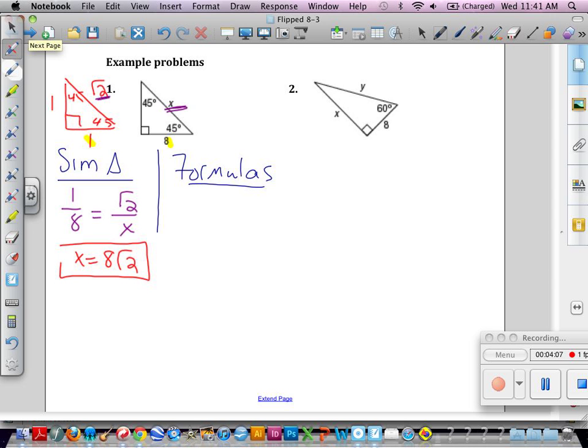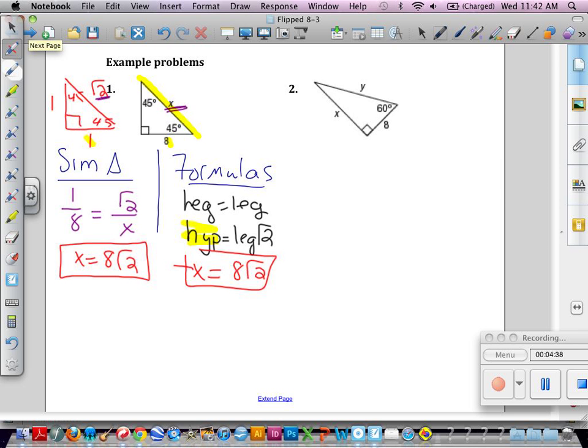If I want to use my formulas, my 2 formulas that I had were leg equals leg and hypotenuse equals leg times root 2. X is the hypotenuse, so I'm going to use my hypotenuse formula. X equals, my leg is 8, root 2. I got the same answer both ways. You decide which way you want to solve these problems.